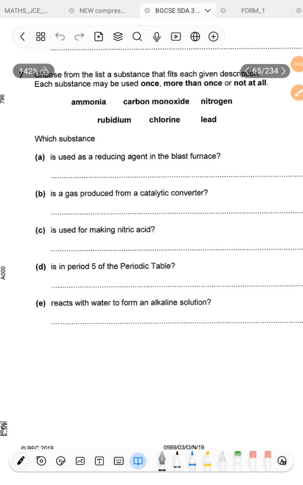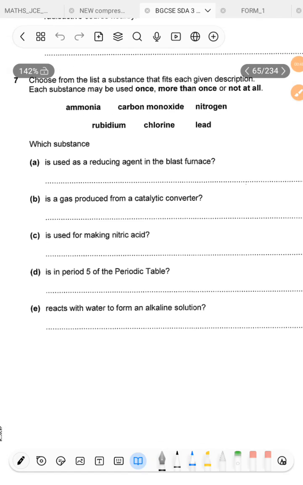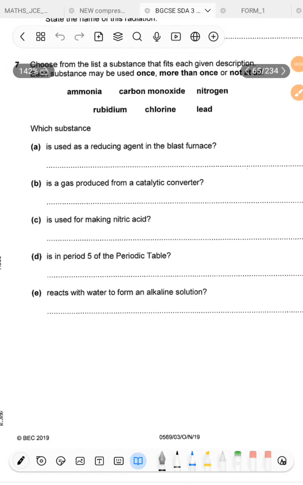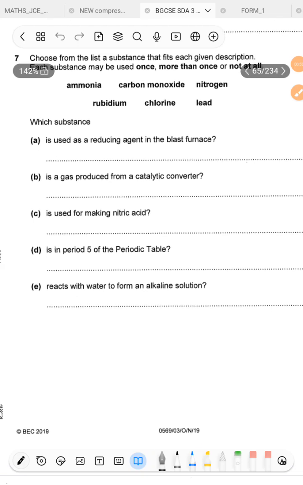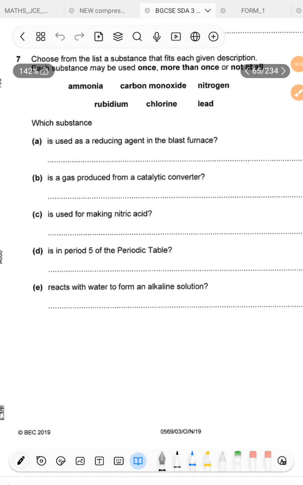All right, question 1.7 says, which is going to be our question 1, of course, choose from the list a substance that fits the given description. Each substance may be used once, more than once, or not at all. So the substances we have there: ammonia, carbon monoxide, nitrogen, rubidium, chlorine, and lead. Which substance is used as a reducing agent in the blast furnace? So that is going to be carbon monoxide.